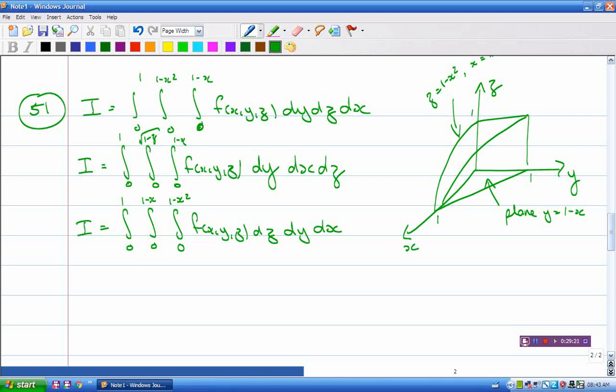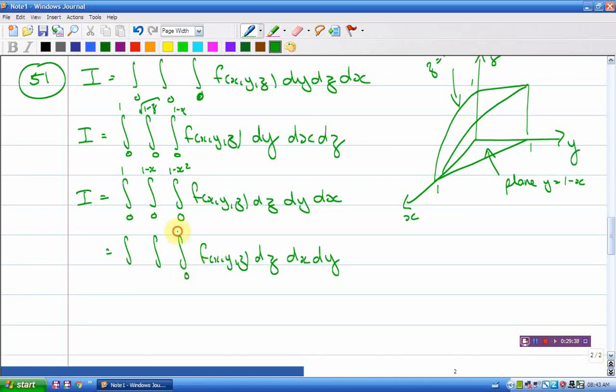And if y goes first, then y goes from the x-axis to that oblique line of 1 minus x. Okay, how about still z first, but xy rather than yx. Well, z is still the same.